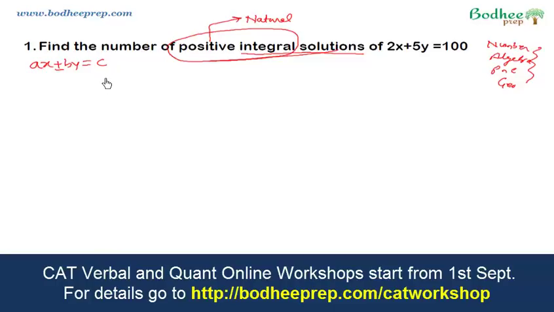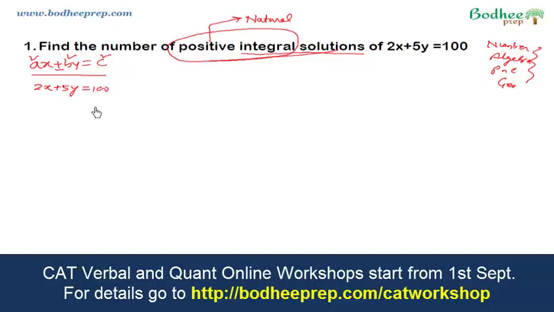So let us understand the approach of solving such kind of questions. Here the coefficients a, b, c are very important. These coefficients actually give us a lot of hints on how we can minimize our efforts also, right? So I'll first discuss the basic approach of solving such questions. Here we have 2x plus 5y is equal to 100, and we need to find the positive integral solution.